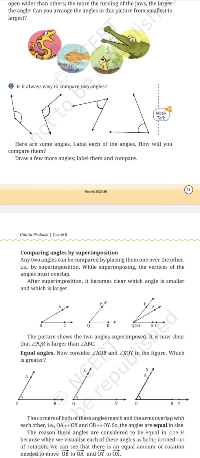While superimposing, the vertices of the angles must overlap. So after superimposition, it becomes clear which angle is smaller and which is greater. The picture shows the two angles superimposed. It is now clear that PQR is larger than ABC.